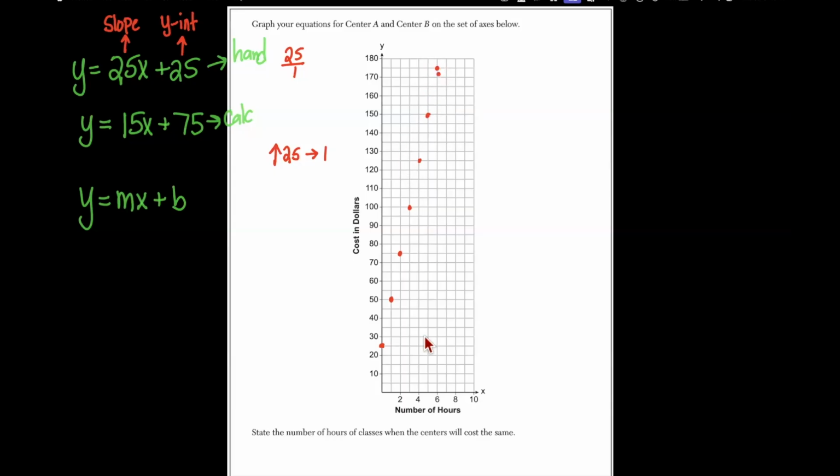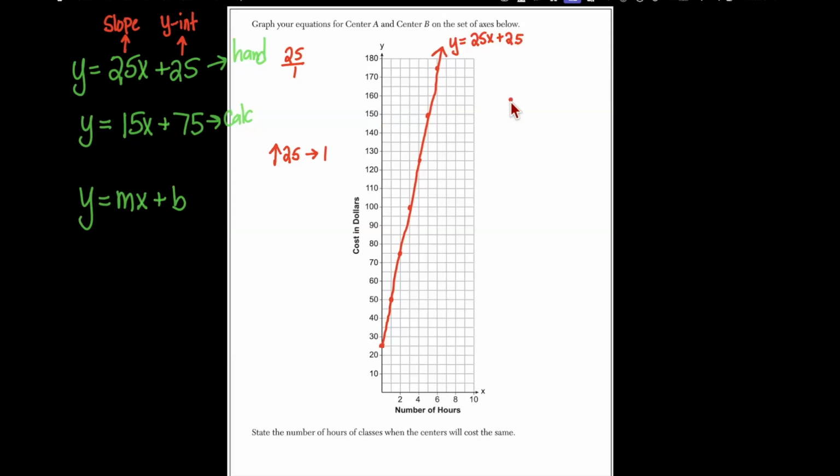At this point I would grab a straight edge. I'm going to do my best here to make a straight line. On your end, you would be using a ruler and trying to get this as straight as you can. So that's my first equation: y is equal to 25x plus 25. When I graph by hand, I use slope and y-intercept.